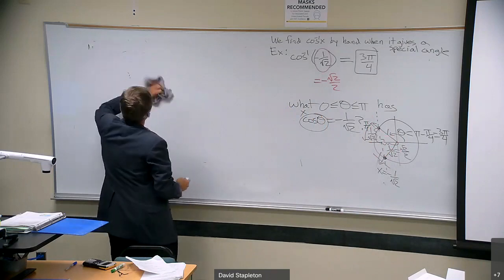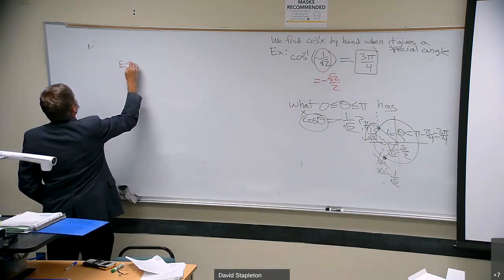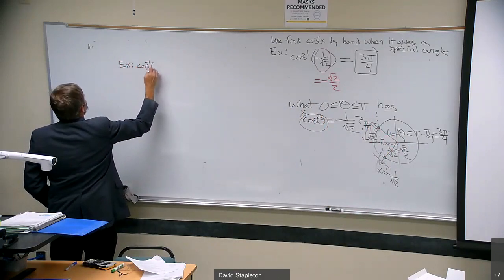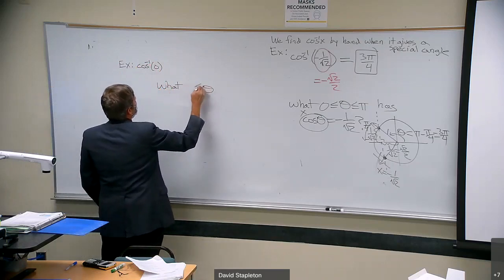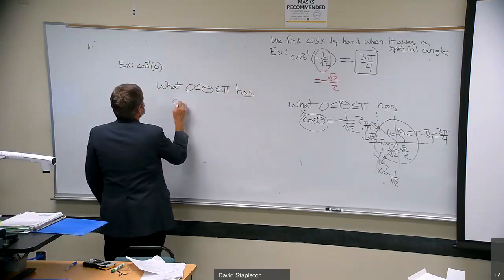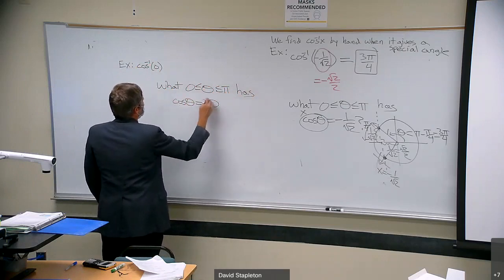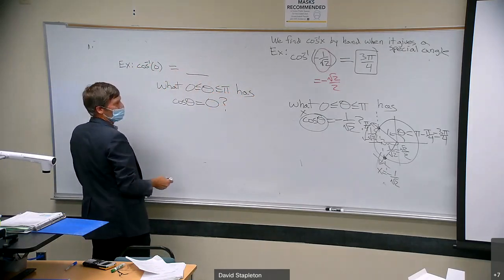What's the arc cosine of 0? How about that one? Same thing. What theta between 0 and pi has this cosine? 0. That's what I'm going to put in the blank. There's only one answer to that.